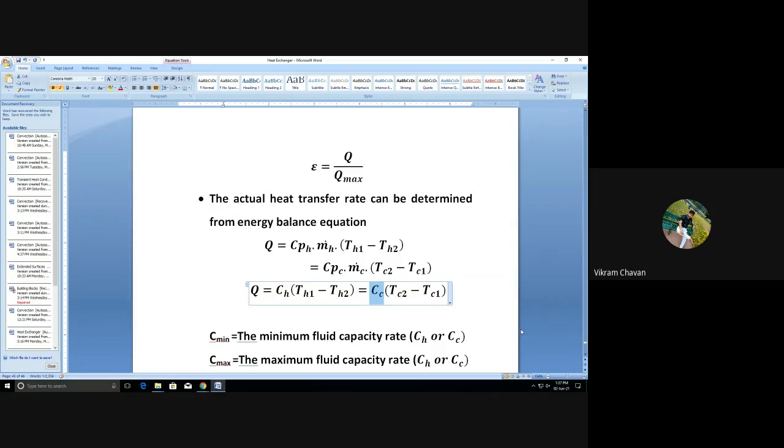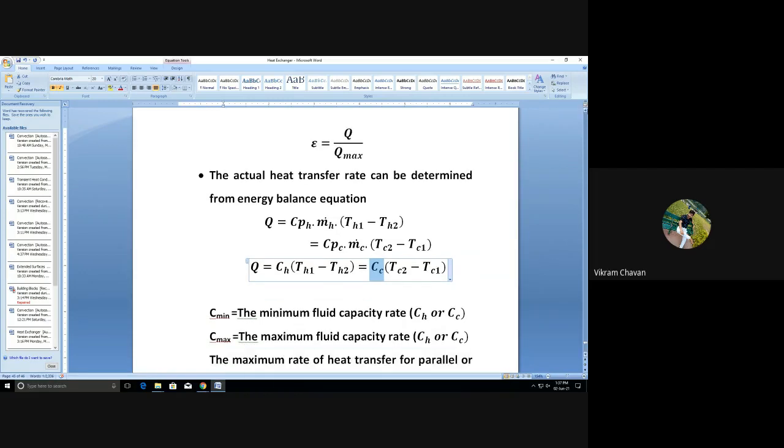The value where we get the minimum value, for that particular heat capacity rate we provide the nomenclature as C minimum. It may be CH or CC. And for the maximum value, for that particular heat capacity rate we provide the nomenclature as C max. C max will be the maximum fluid capacity. So one will be C minimum and another will be C max.